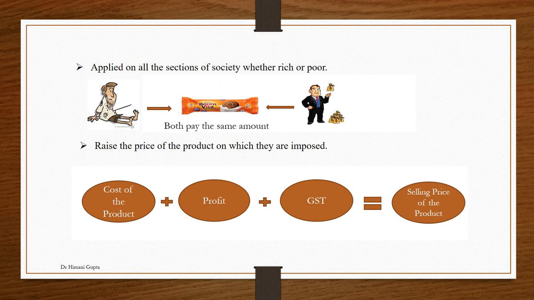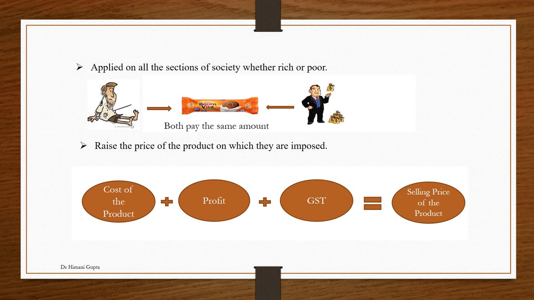So we can say that the selling price of a product will comprise the cost of the product plus profit plus GST, which is the indirect tax in India. Now, the question arises how the price of a product increases. Suppose the government charges 10% tax, but after a month, the government increases the rate of taxes. So if the rate of taxes is increased, it's obvious that the selling price of the product will also increase.